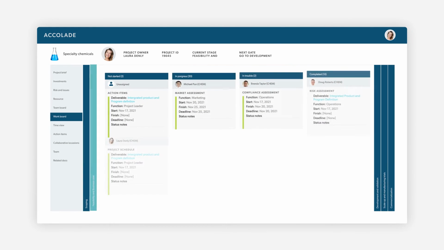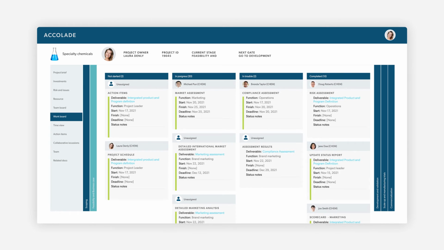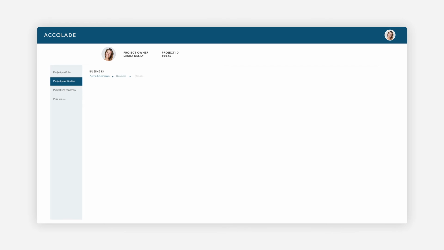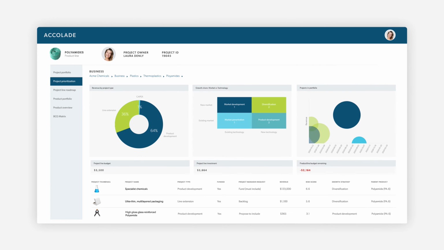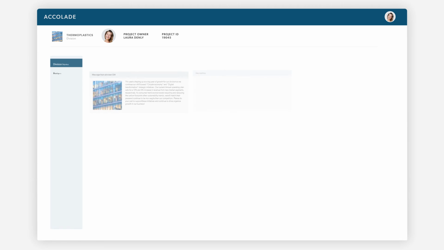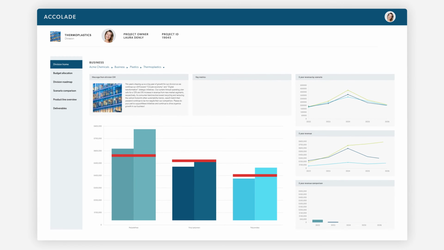Built with the unique needs of the chemical industry in mind, Accolade helps your company make better decisions faster. Within Accolade, all the cross-functional data your executive team needs to make strategic decisions is accessible, accurate, and up to date. Accolade enables your chemical business to model different scenarios, expedite time to market, and strengthen your product portfolio.